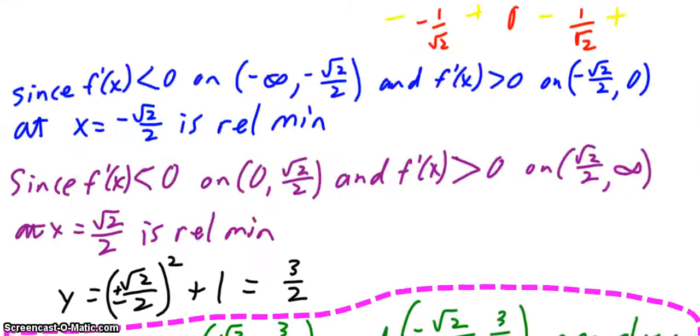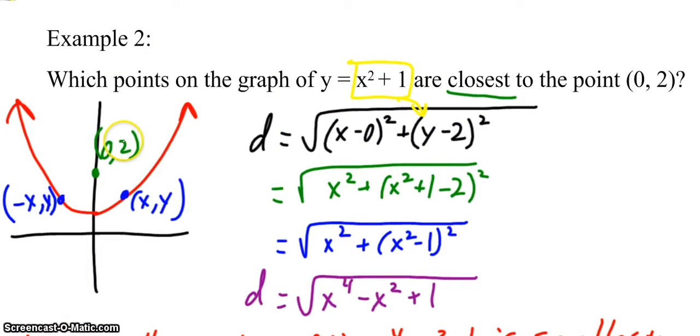Now, how do we come up with that? Let's go back up here. So I drew a picture. It's going to look something like this, because I know that's what that quadratic looks like, and I'm looking for these points (x, y) and (negative x, y). So then I did the distance formula. So I know d equals the square root of (x minus 0) squared plus (y minus 2) squared.